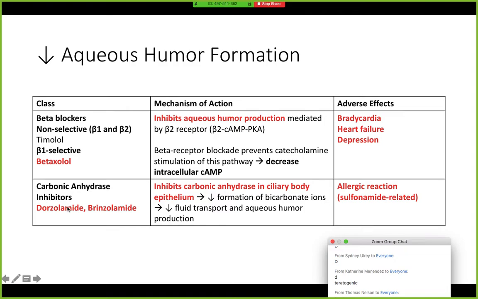Your carbonic anhydrase inhibitors to know are dorzolamide and brinzolamide. These, of course, inhibit carbonic anhydrase in the ciliary epithelium, and they're going to decrease the formation of bicarbonate ions, decrease fluid transport, and decrease aqueous humor production. Kind of unique here is an allergic reaction, which is sulfonamide related. So if a patient is allergic to sulfonamide drugs, you're not going to want to give them one of these carbonic anhydrase inhibitors.